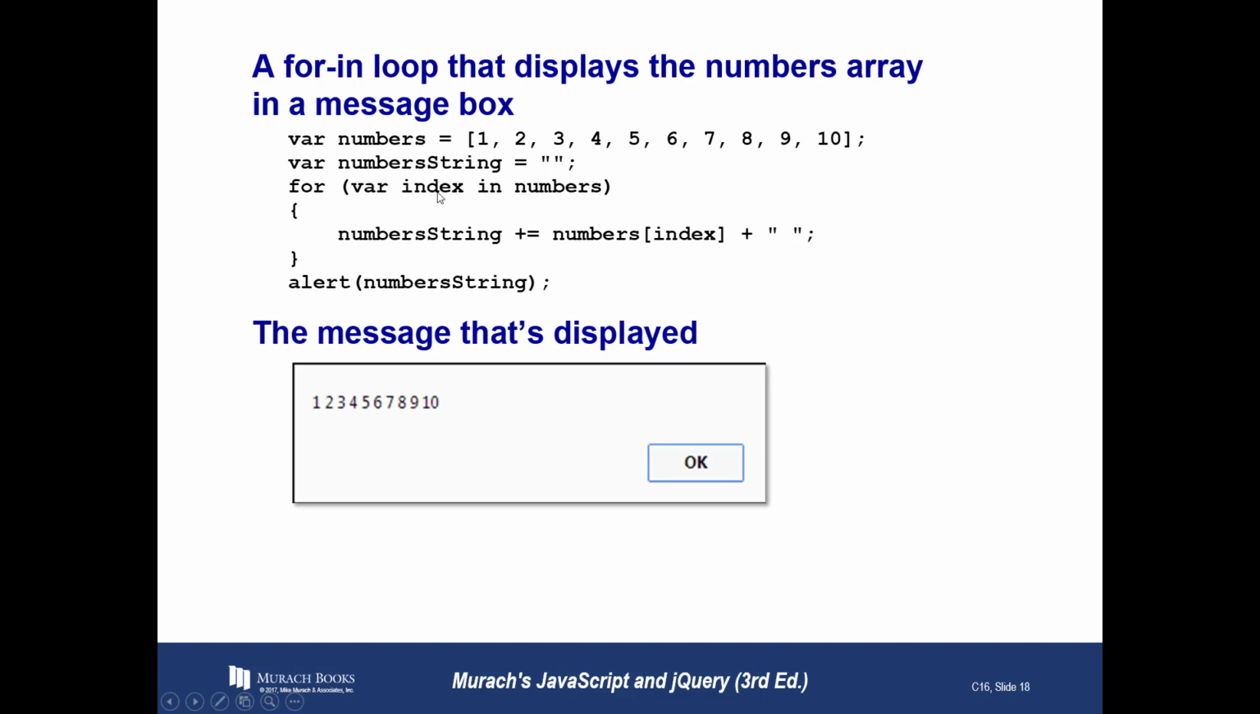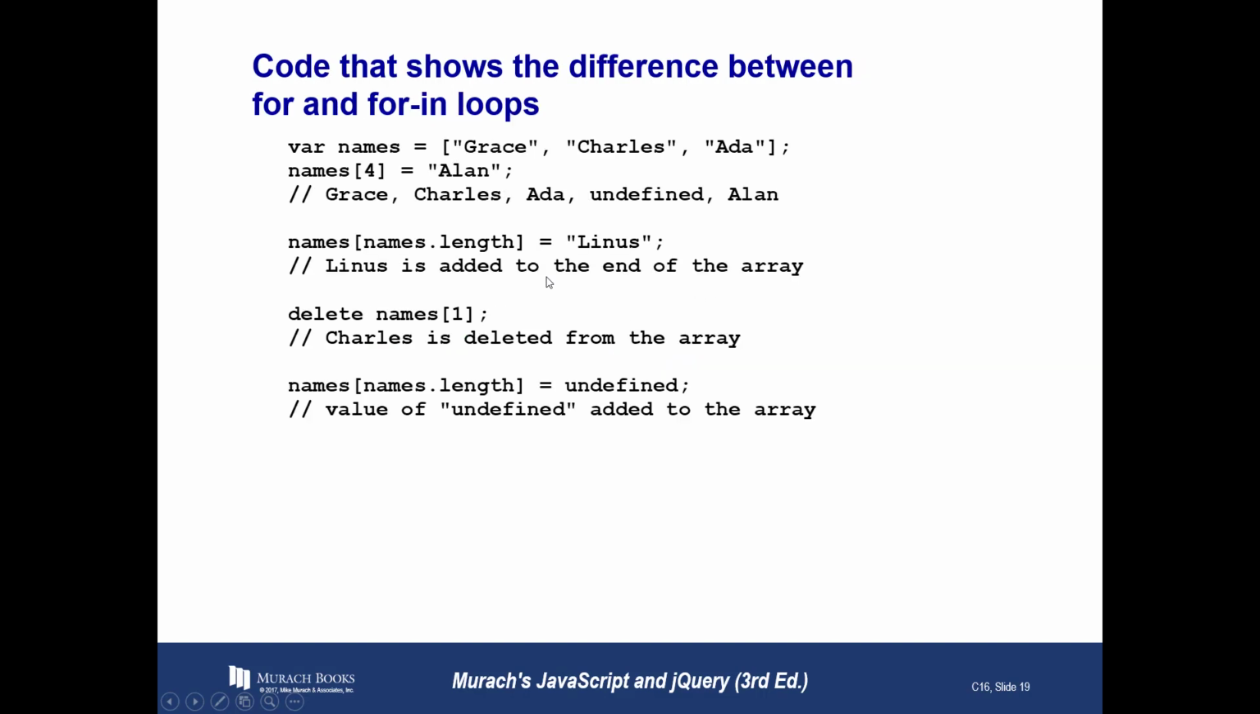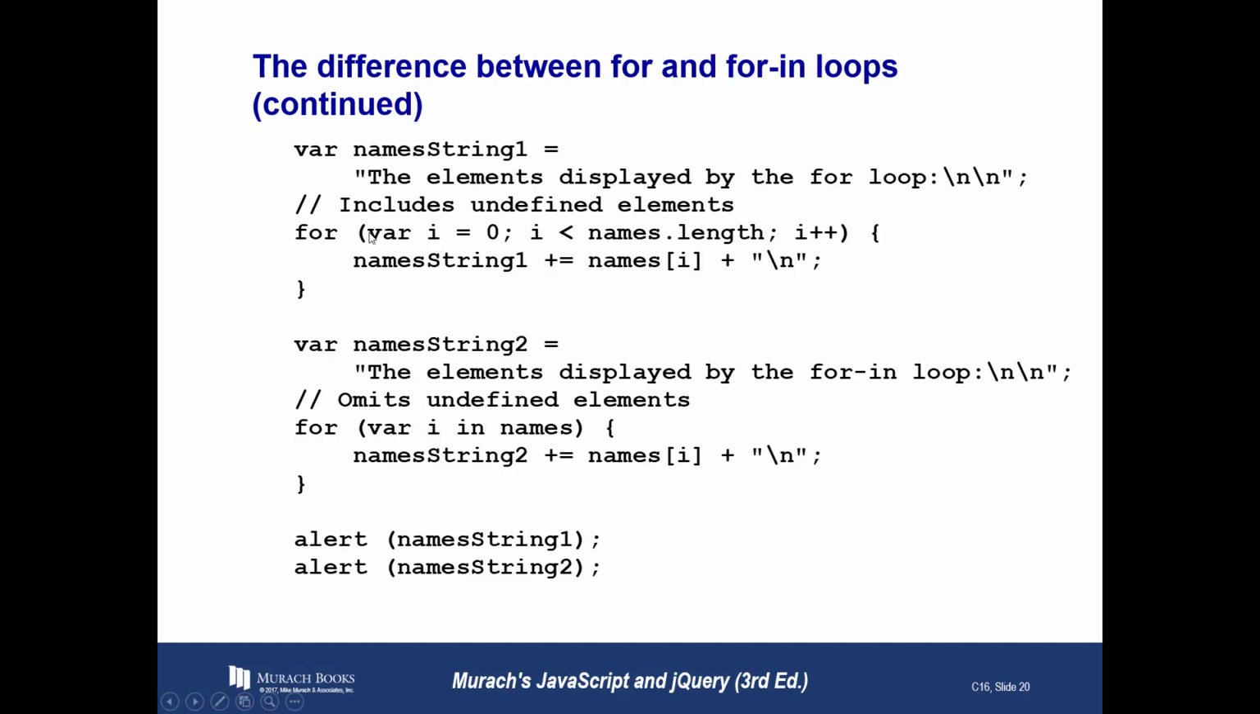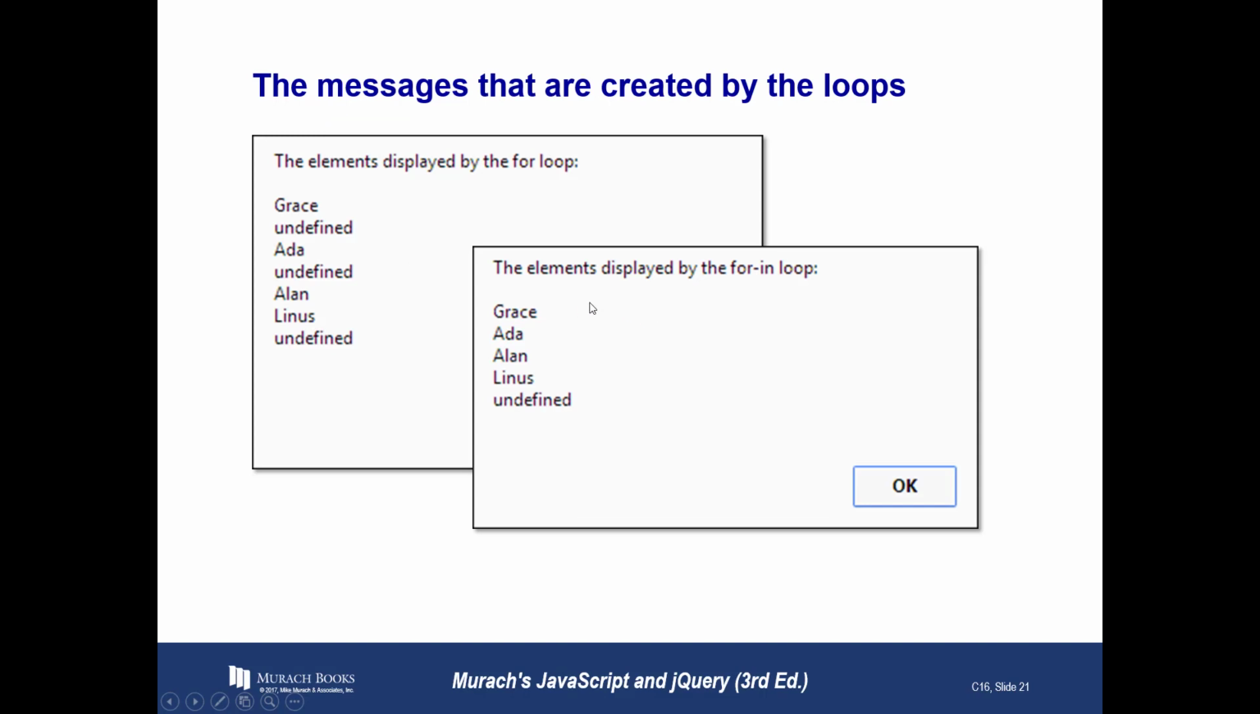For var index, what's index? It's a name I made up. You could have said var Ralph right there, and then you would have put Ralph here. All right? So the difference is between using for and for-in loops. Okay? They're showing it right here. We go into this in class. Okay.